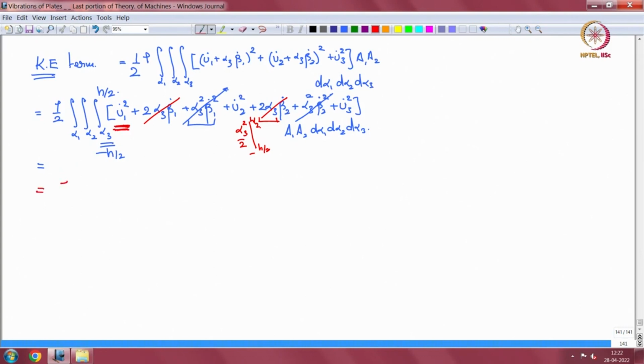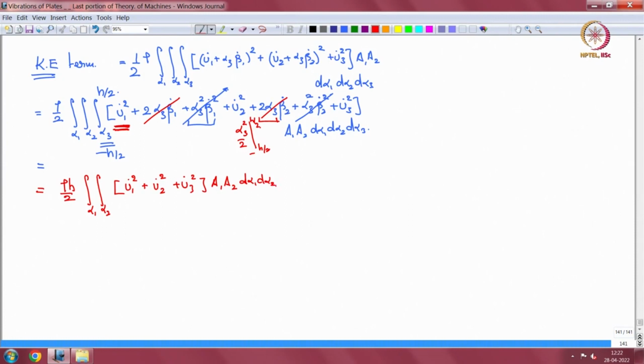So we get rho h by 2 integral over alpha 1, integral over alpha 2, of u1 dot square plus u2 dot square plus u3 dot squared, A1 A2 d alpha 1 d alpha 2.